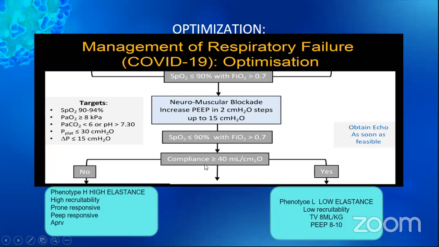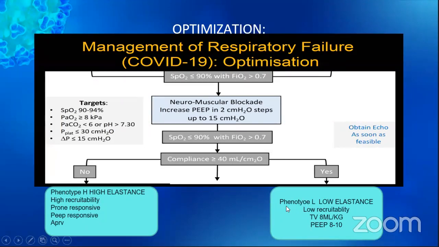For example, if compliance is more than 40, we are dealing with phenotype L. So the patient has low elastance, low recruitability, and don't raise the PEEP more than 8 to 10 and keep the tidal volume 8 ml per kg, a little bit higher range. It will not damage the lung, but if you see the ARDS protocol, they recommend 4 to 6 ml per kg. So that's the reason he divides the phenotypes into L and H type, and he says don't damage the lung by opting for the typical ARDS protocol.